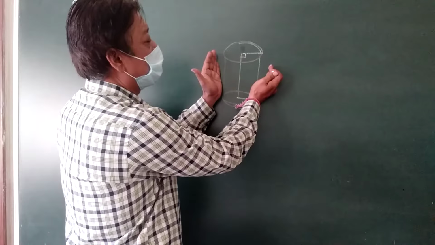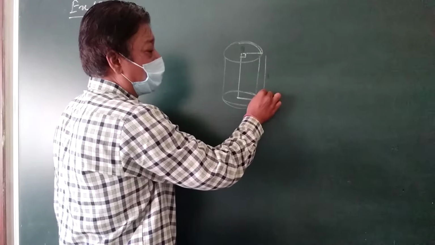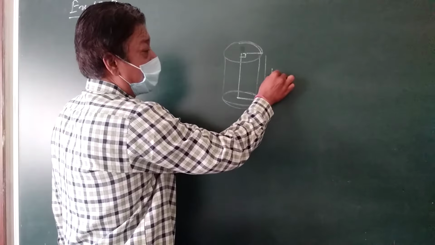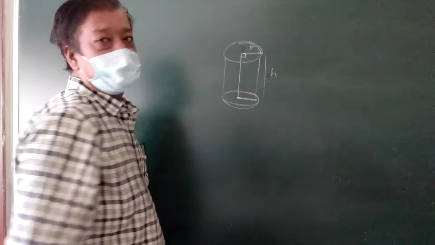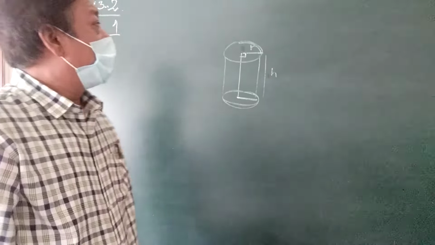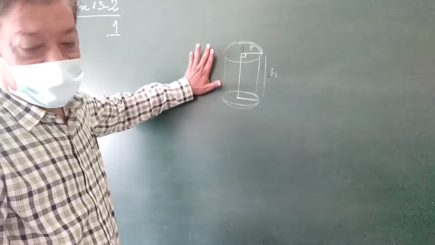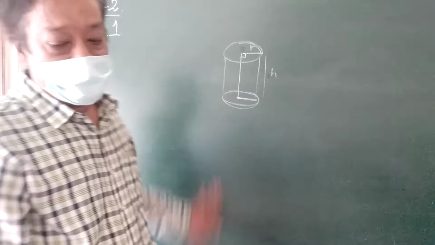This is known as the curved surface area. This is known as the height of the cylinder, and this is the radius of the cylinder. So, in exercise 13.2, we will talk about the cylinder.